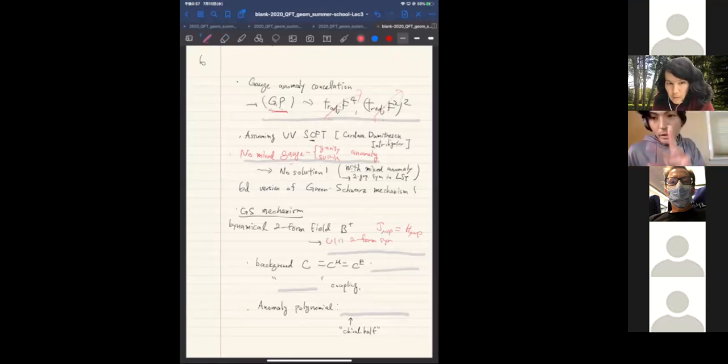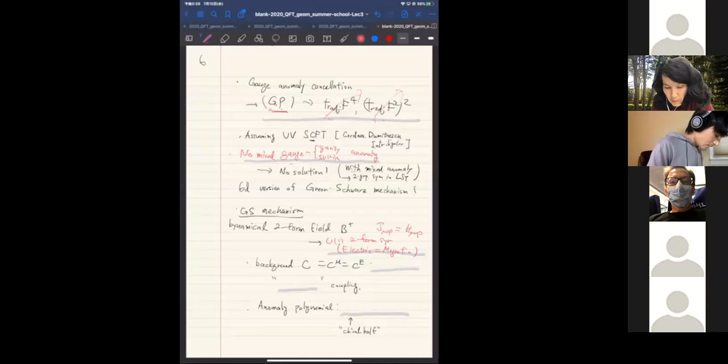And because of the self-duality, relating this H and star H, in this case we only have one U(1) two-form symmetry, namely the electric symmetry is identified as magnetic symmetry.